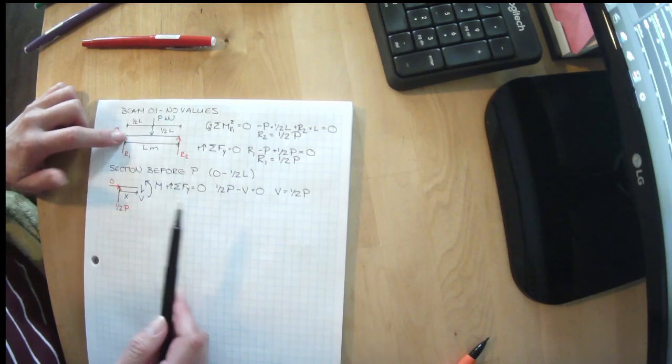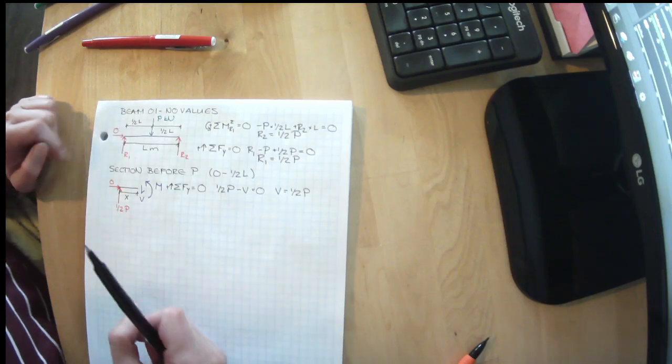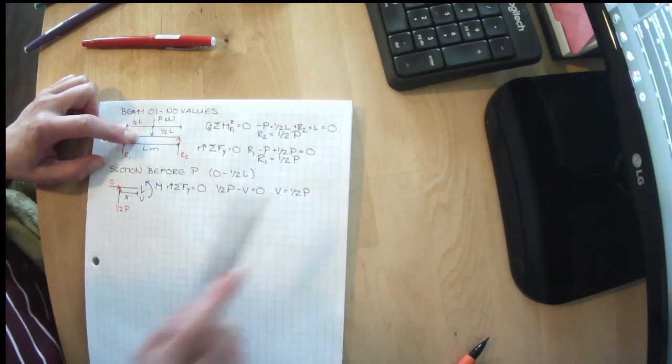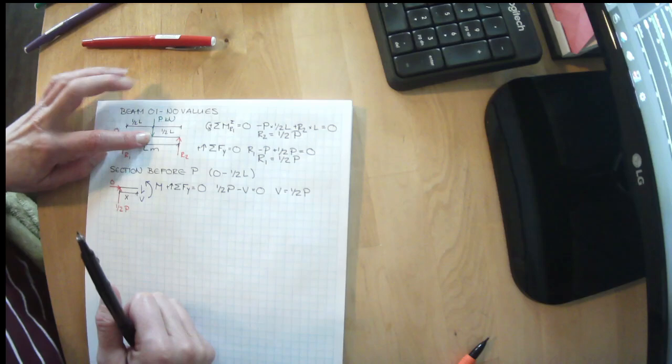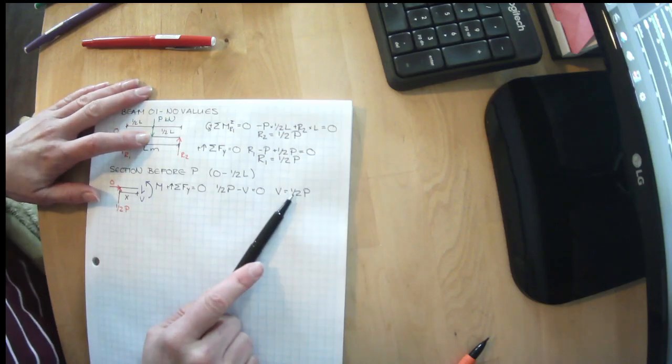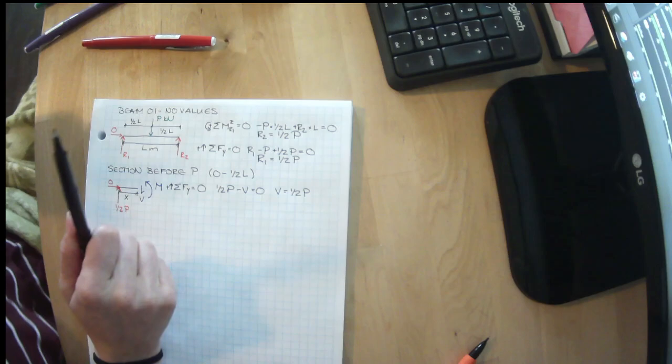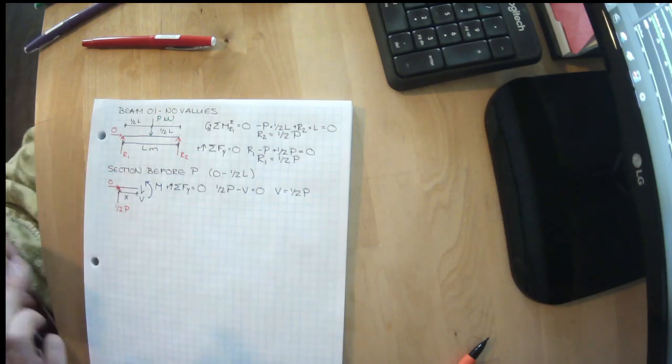What if we were at 0? V equals 1/2 P. What if we were at 1/4 of L? V equals 1/2 P. What if we were at 1/2 L? V equals 1/2 P. Exactly the same as we had in our last example.